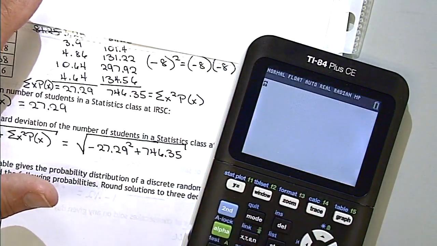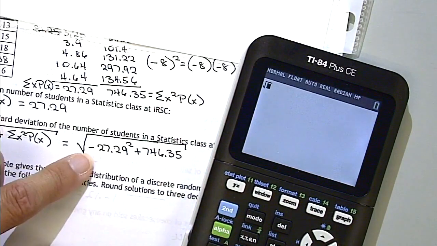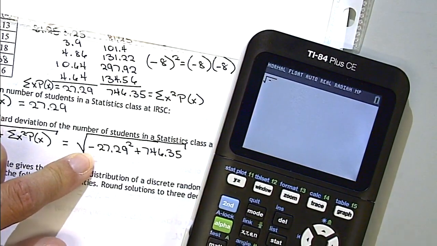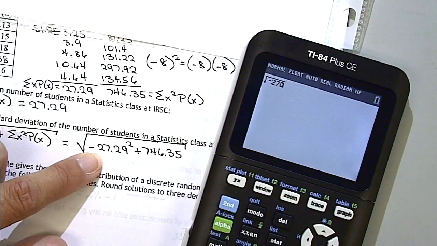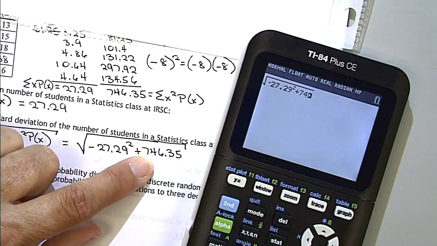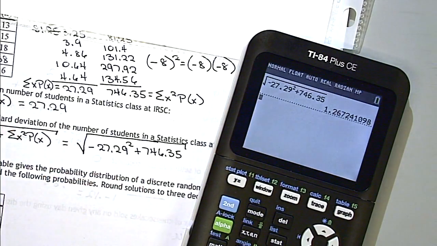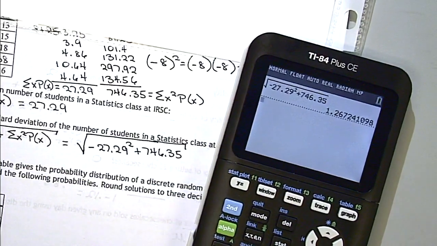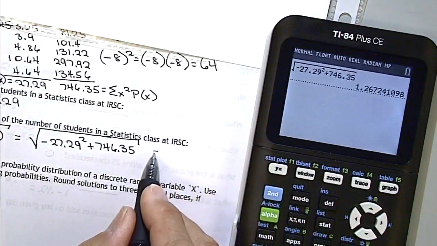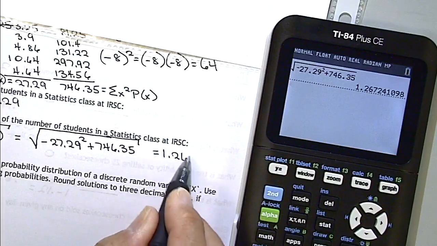Okay, so I'm going to take the radical, and under it I'm going to say negative, which is not the same as your minus sign, right? You guys understand how that works. I got 27.29, and I'm going to square it. And then I'm going to add to that 746.35, and I'm going to just take that one. There it is. 1.267, decimal places is probably all it told me to go to. I'm good with that. So this is equal to 1.267.